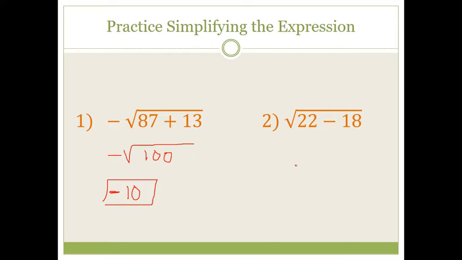For number 2, remember I'm going to work underneath the radical first to simplify anything that's underneath there using the order of operations. In this case, we only have subtraction, so I'm going to subtract 22 minus 18, and we get 4. Now it's asking me what the square root of 4 is. That means I'm trying to find a number that when I multiply it by its own self is 4, and in this case the answer is 2. Notice how I just leave it as the principal square root, positive 2. Unless otherwise indicated, the square root always refers to the principal square root.